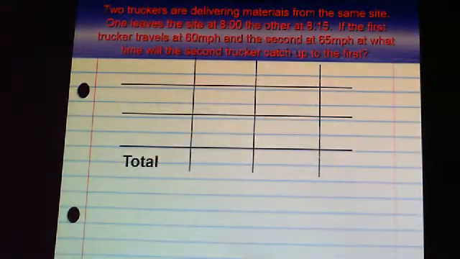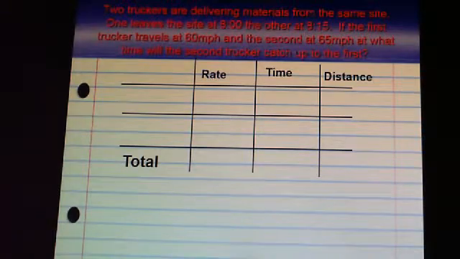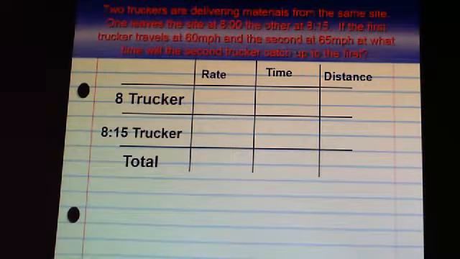Okay, so we have our chart. Rate, time, and distance. We got two different truckers, right? They called them first and second. I bet I called them first and second. Oh, I didn't. I said I had an 8 trucker and an 8:15 trucker. Which one do you think I said let be x? I'm curious now. I don't remember.